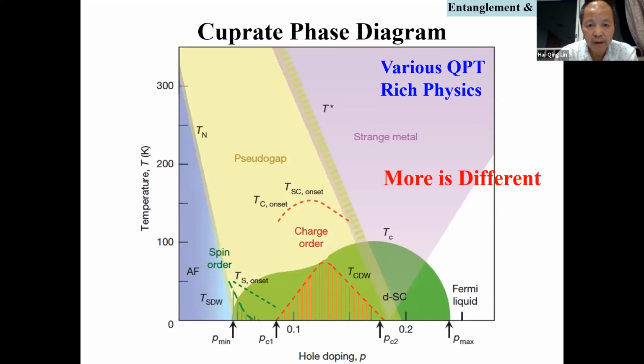So we all know this quite rich phase diagram, and we want to know what happened around the horizontal axis. So when you change doping, the system enters into different phases. So that's what we call quantum phase transitions there.